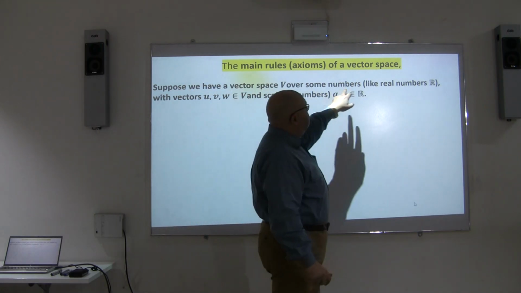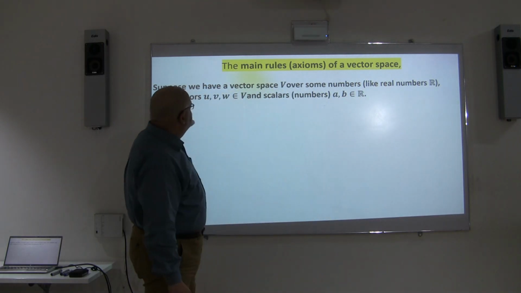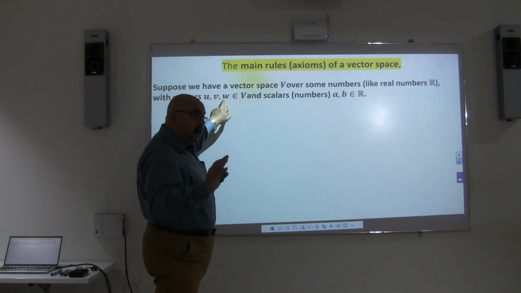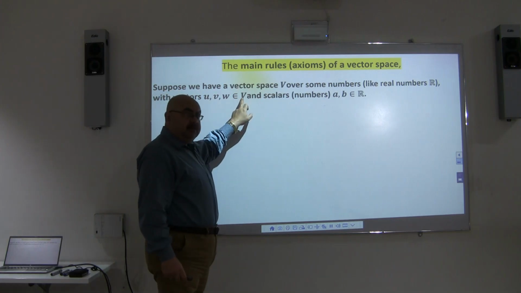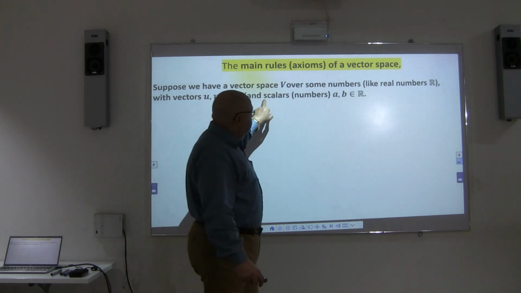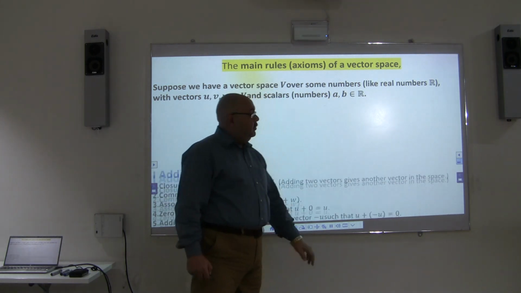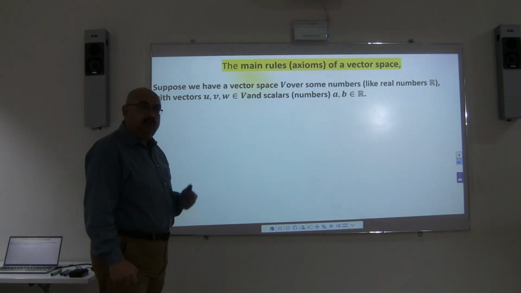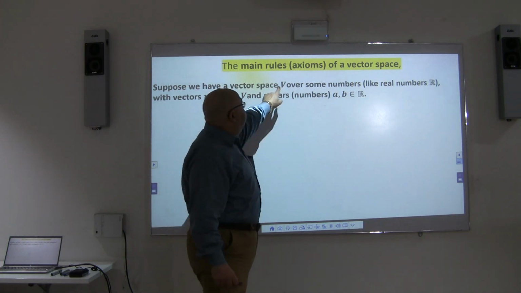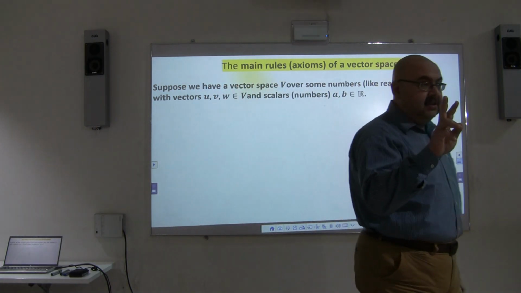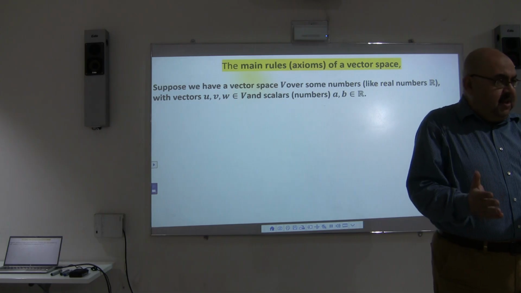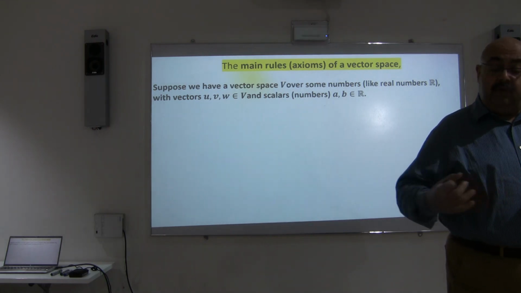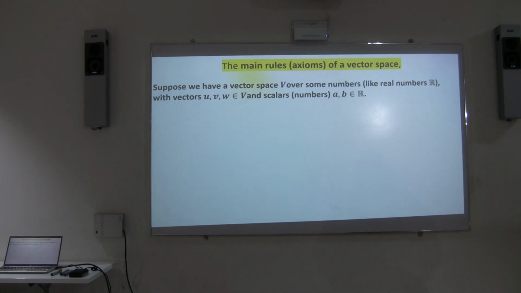Okay. Take numbers, like real numbers belonging to R, with vectors U, V, and W. So U, V, and W are objects that belong to the vector space V, and their scalars, numbers A and B, are 2 numbers. The following operations must exist. The first operation is addition. As I told you in the previous slide, in order to call V a vector space, 2 operations must exist. The addition of any 2 objects inside V should result in a vector that belongs to V. And also, if you multiply any vector in V by a number, the result should exist in V.